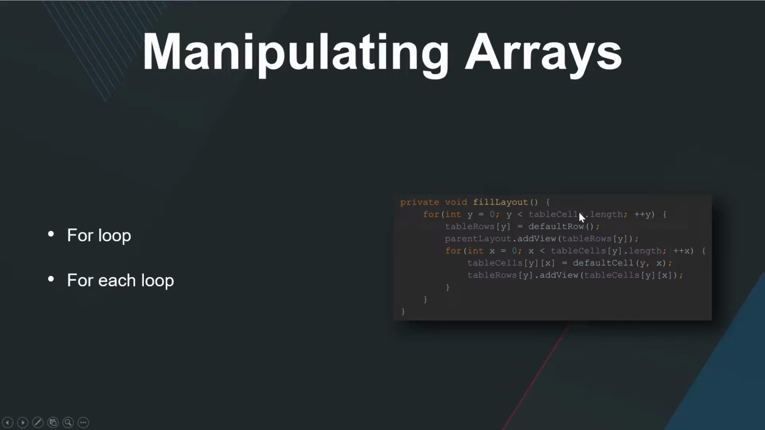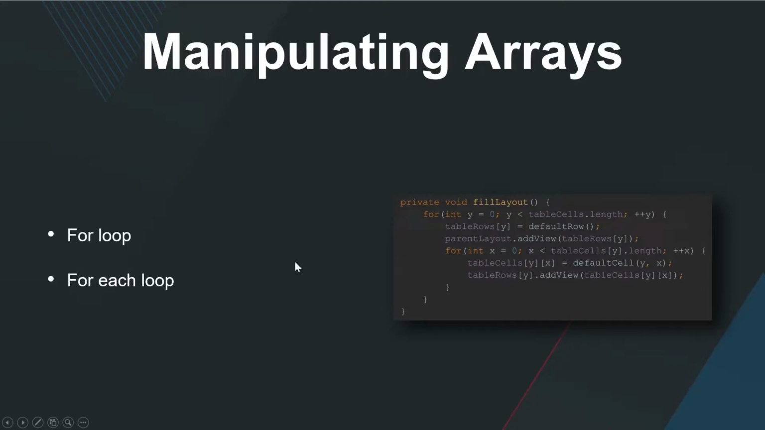So we have tableCells.length. So this is going to tell us how long the array is, and as long as we're less than that, we can go through it. And this is doing a two-dimensional array because it's a two-dimensional table, and we can do that there and iterate through that and access the different elements.